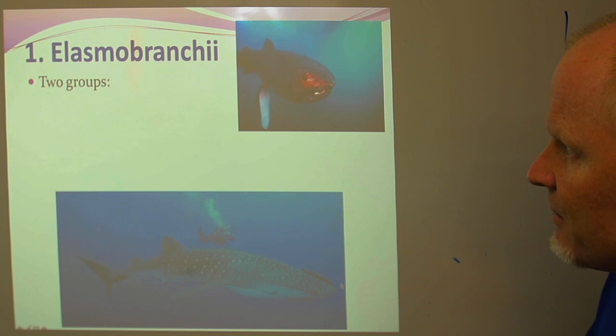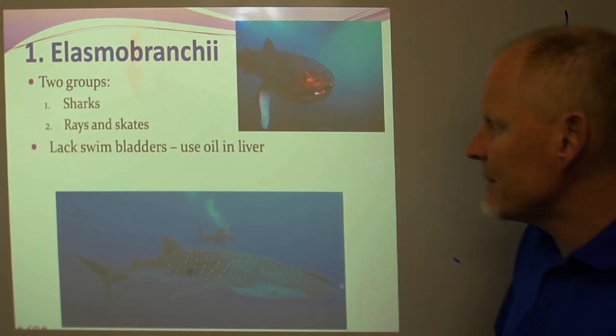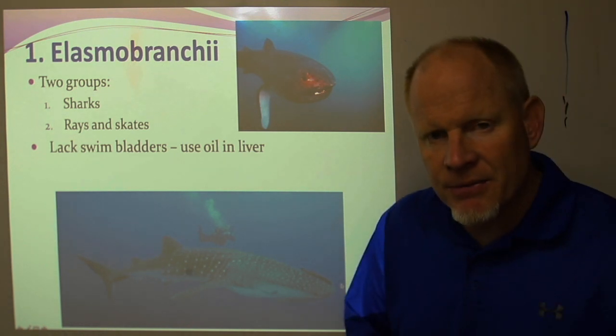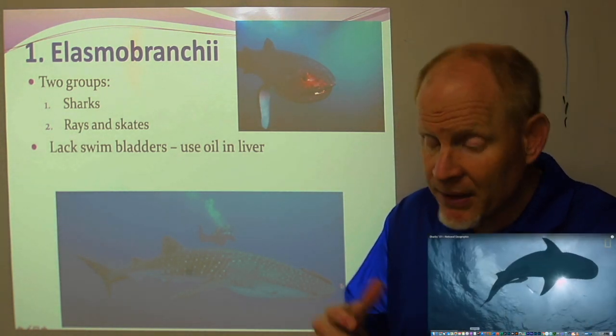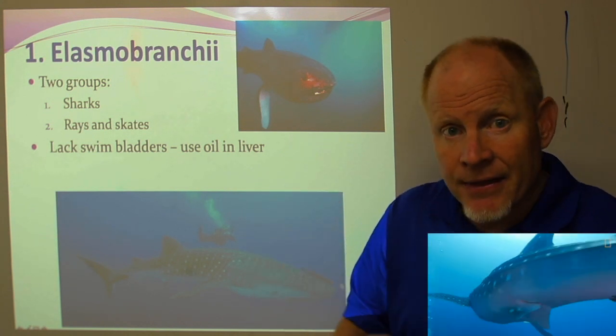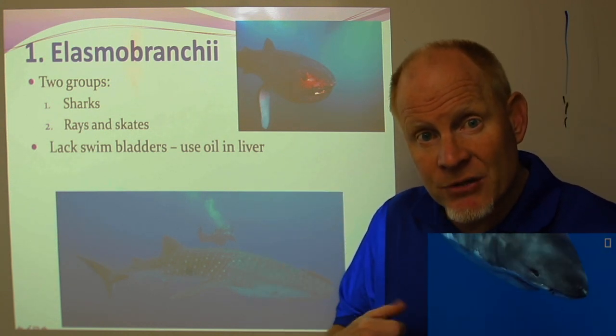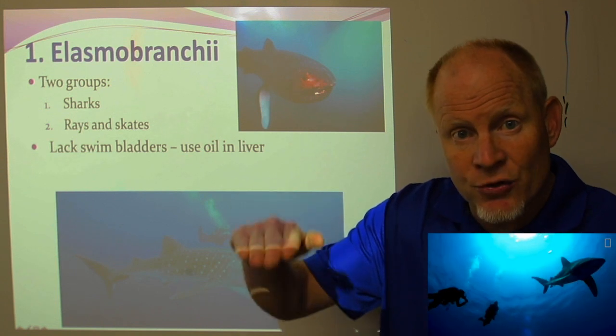So let's take the elasmobranchs first. Sharks, rays, and skates, they lack swim bladders. There's no swim bladder. The swim bladder in fish is used to blow up with air, oxygen basically from the blood supply. That is like the BCD that scuba divers wear. They add air to kind of maintain neutral buoyancy.